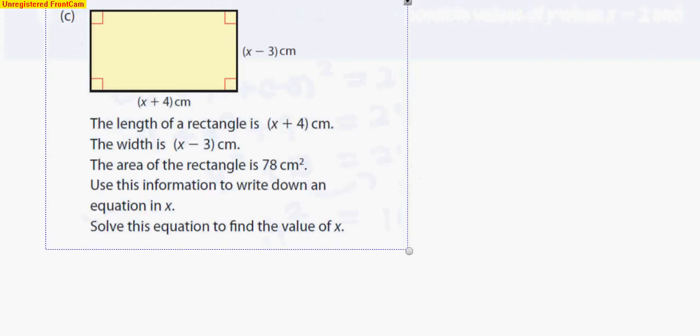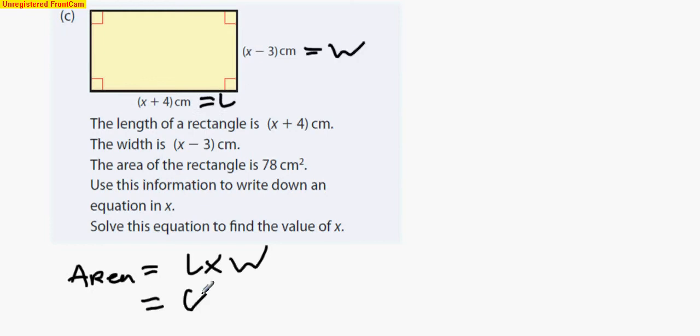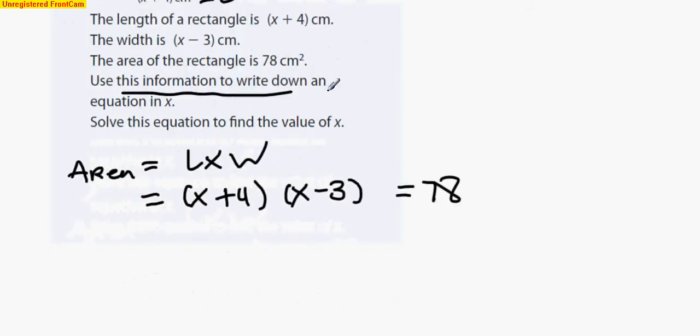Okay, next question. The length of a rectangle is x plus 4 centimeters. The width is x minus 3 centimeters. The area of the rectangle is 78 centimeters squared. Use this information to write an equation in x. Area equals length multiplied by width. So let x plus 4 be the length, x minus 3 be the width. So what we get is (x plus 4)(x minus 3), and that all equals 78. That's the equation in x done there.